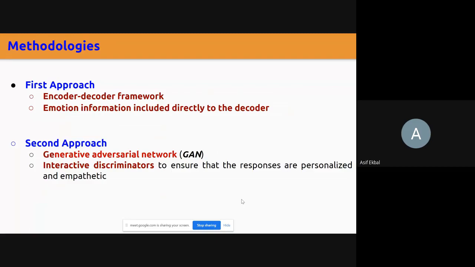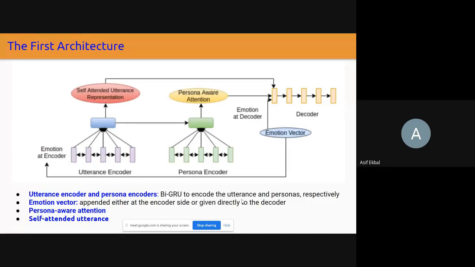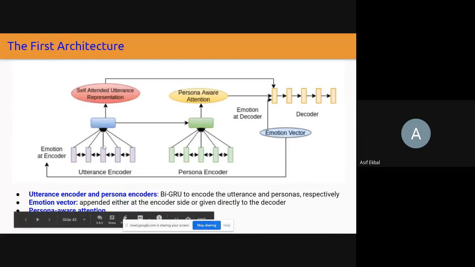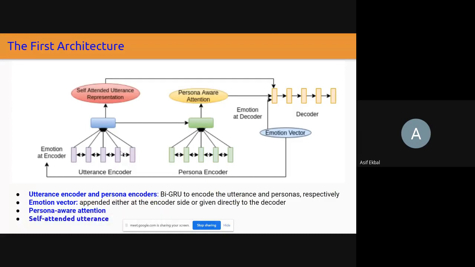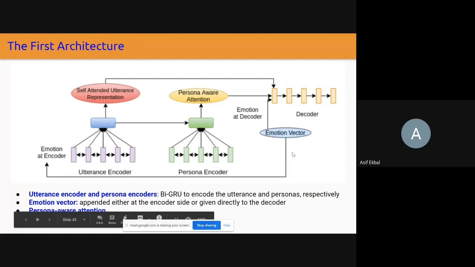We used the basic encoder-decoder network, and also an adversarial network, the generative adversarial network, for doing this. Personalized response generation. In the case of the basic encoder-decoder, the utterance, as I mentioned, will be encoded, and then there will be an emotion value for each of these utterances. The emotion value is basically whether it is sad, angry, disgust. There are many emotions possible. There are Ekman's basic six emotions, and Plutchik's wheel of emotions, which has many emotion categories.